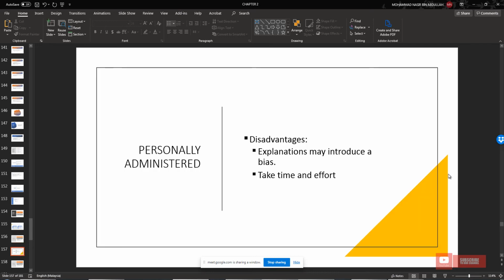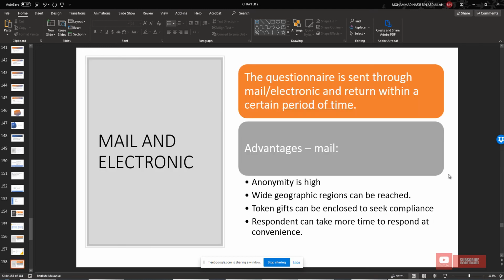A disadvantage of personally administered is that explanation may introduce bias. Maybe the data collector will explain the question wrongly, and it will introduce some bias, and the respondent will answer in a biased way, right? And it will take time and effort to get the full respondents, right?